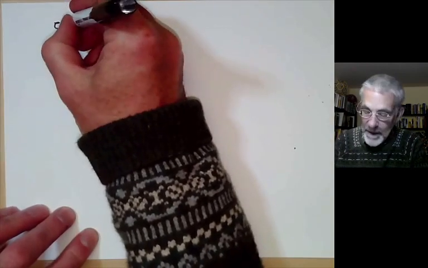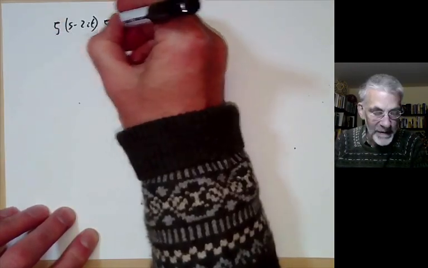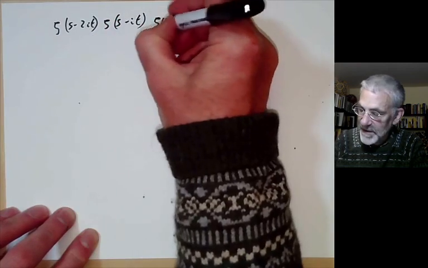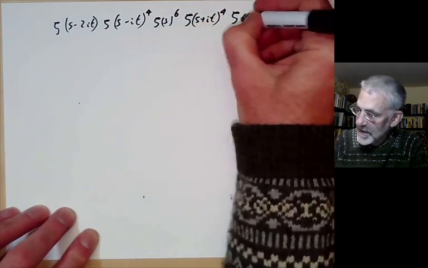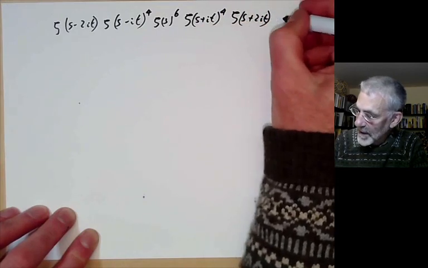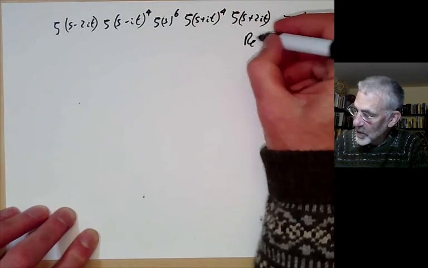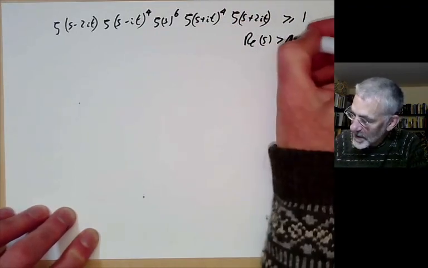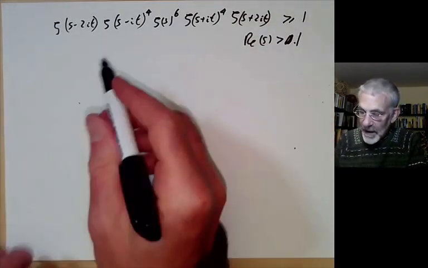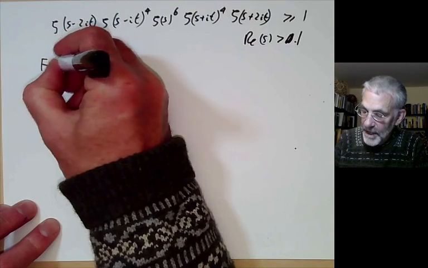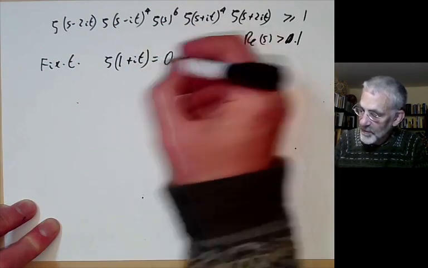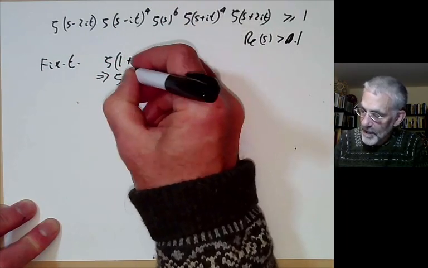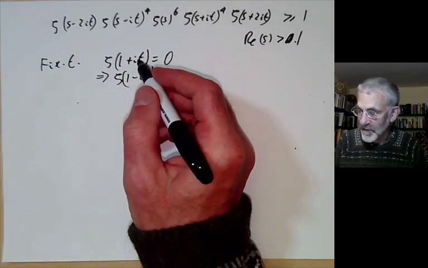Now let's look at it in a bit more detail. We've got zeta of s minus 2it times zeta of s minus it to the 4 times zeta of s to the 6 times zeta of s plus it to the 4 times zeta of s plus 2it. This is greater than or equal to 1, and here we need the real part of s to be greater than 1, so that everything converges. Now let's fix t and assume that zeta of 1 plus it is equal to 0. This implies zeta of 1 minus it is equal to 0, because it's just the complex conjugate of zeta of 1 plus it.